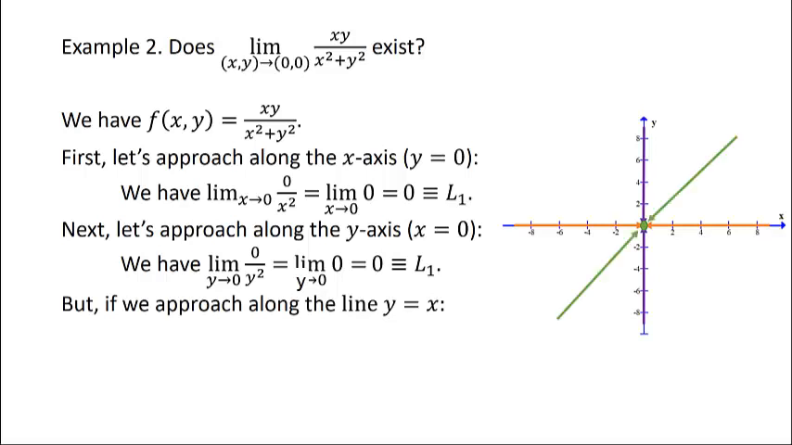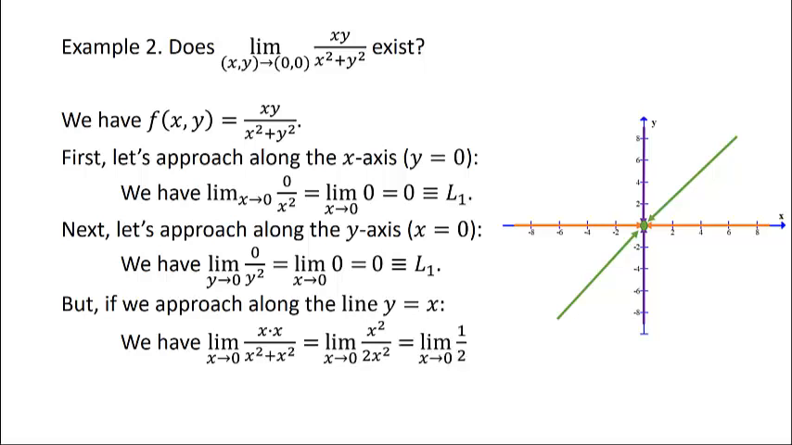So if in our equation we let y equal x, we have the limit as x approaches 0 of x times x over x squared plus x squared, which simplifies to the limit as x approaches 0 of x squared over 2x squared, which is the limit of 1/2, which is 1/2.